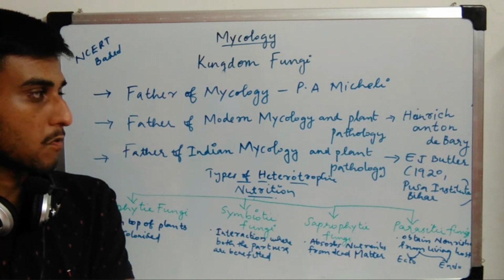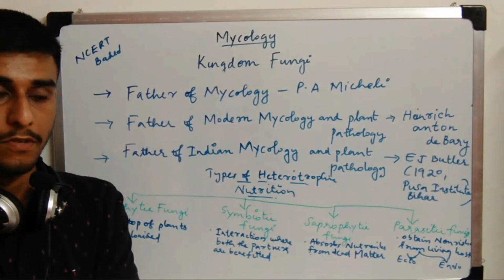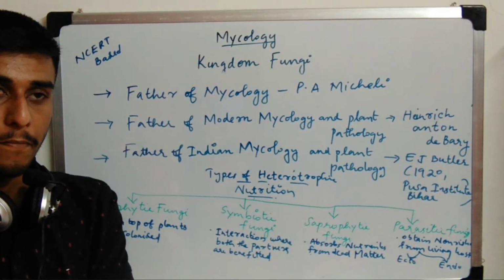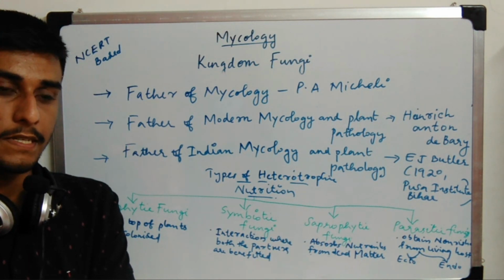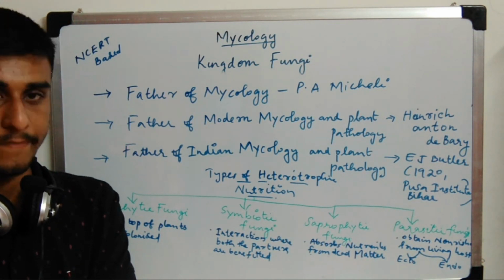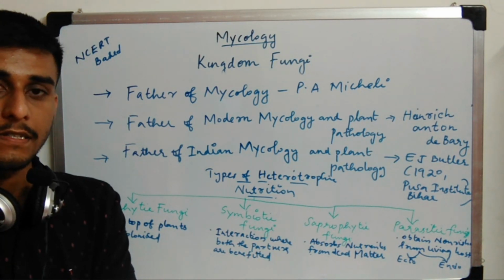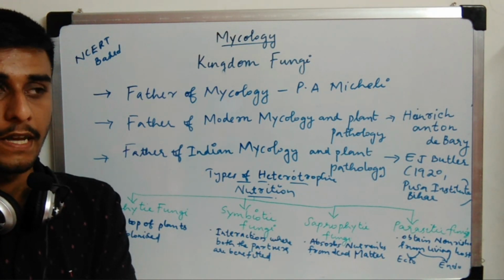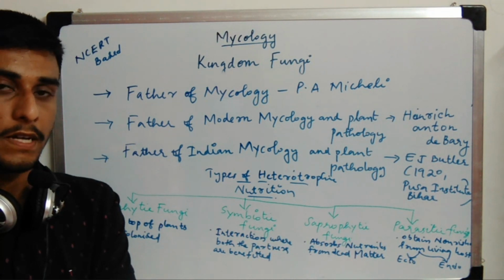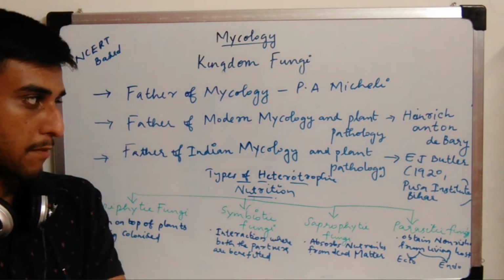And next is about studies in plant pathology. What is plant pathology? Plant pathology is the branch of biology which deals with the study of pathogenesis in plants. How a pathogen enters, how a pathogen attacks, what the incubation period is, how it affects the plant, what the symptoms are. The all-round study is known as plant pathology.